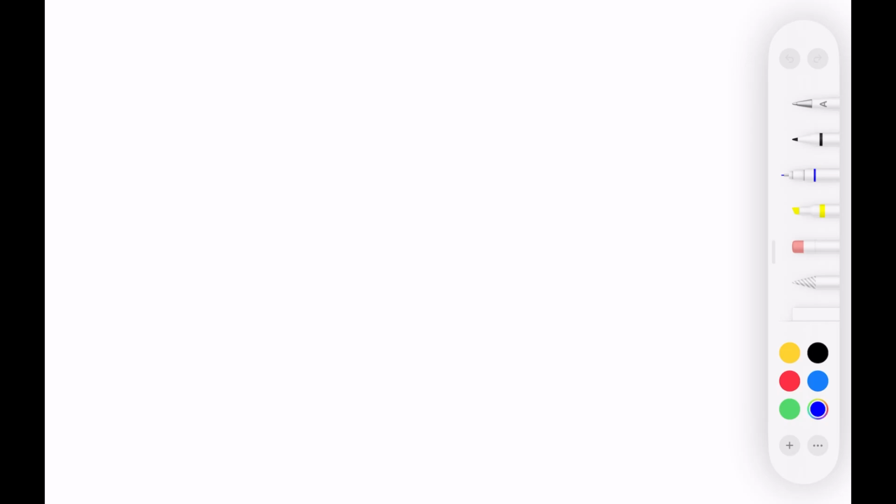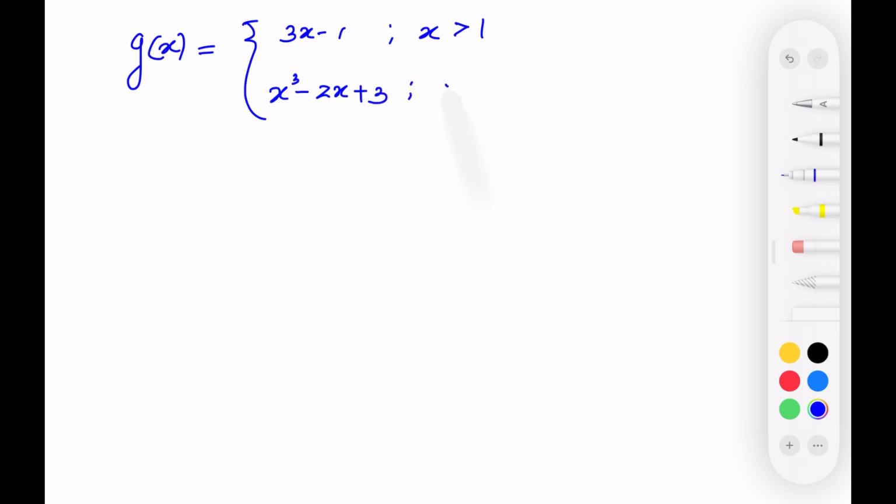So this is one of the homework problems. There you have a function defined as a function g of x. It's defined as a piecewise function: 3x minus 1 for the interval where x is greater than 1, and x cubed minus 2x plus 3 for the interval where x is less than or equal to 1. You have to check the differentiability at x equals 1.